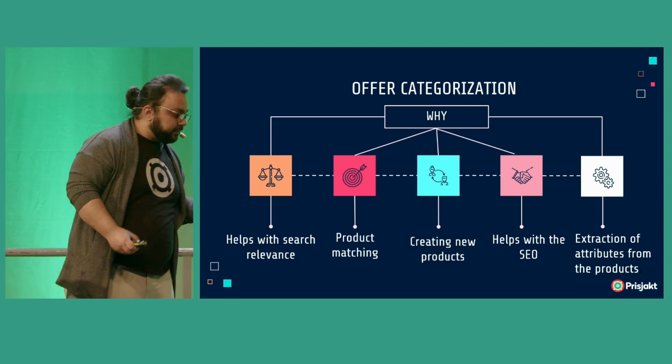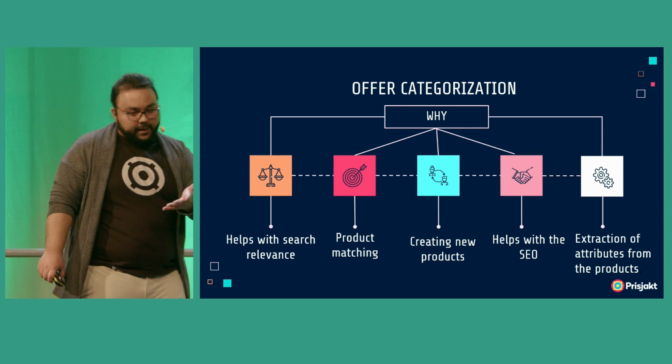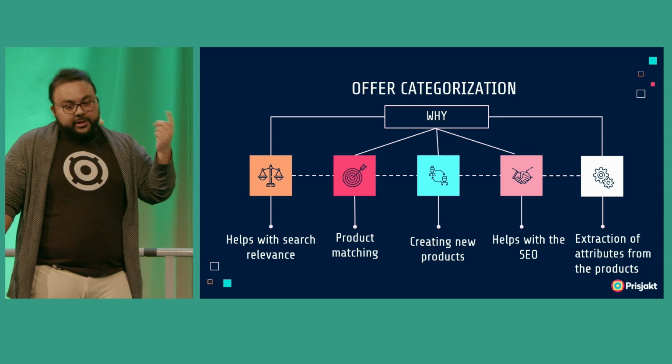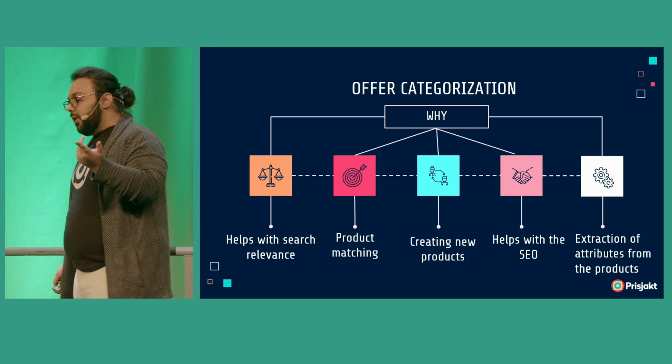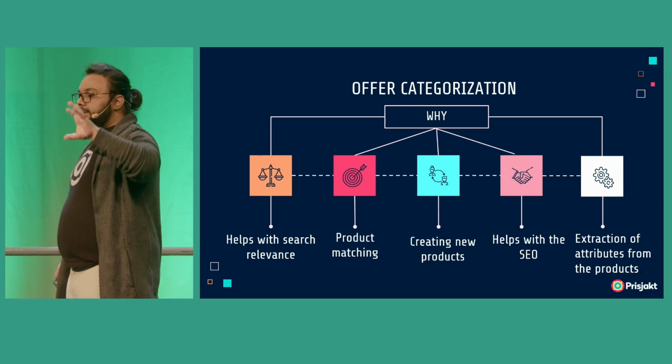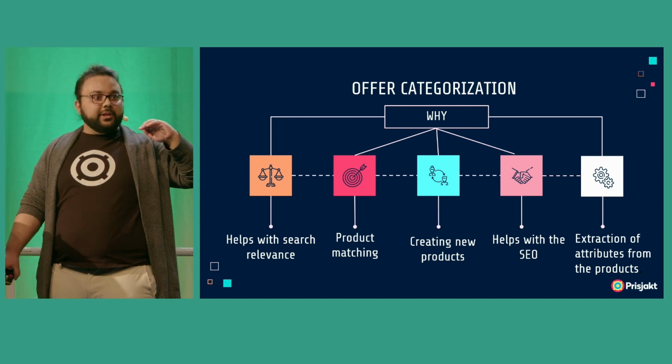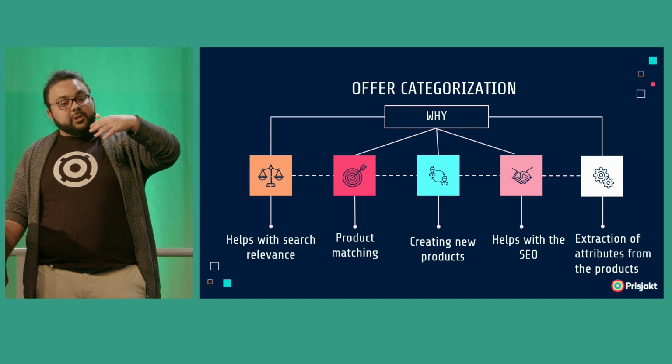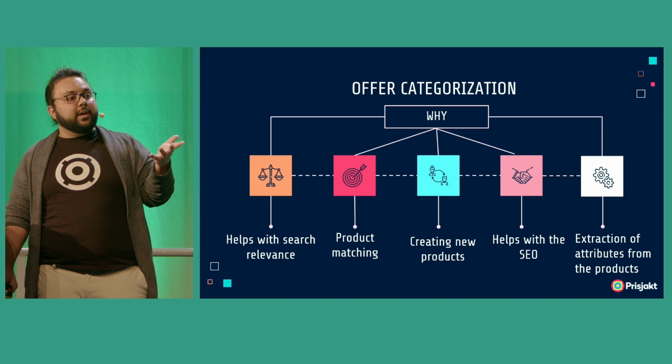But when you have millions of offers and tens of millions of products, this becomes a really, really hard problem. So what you do is you categorize the offers first, and then it narrows down the space. Now the product matching becomes an easier thing. You can also create new products out of it, because once you have categorized offers into different categories, you can end up creating brand new products out of it.